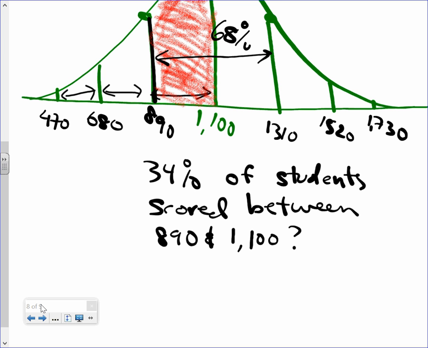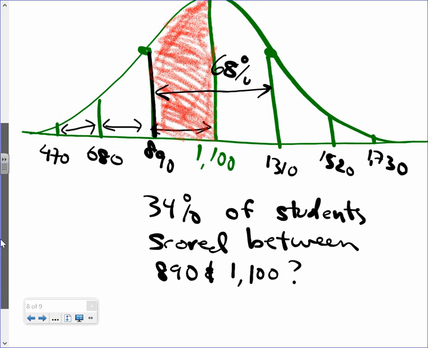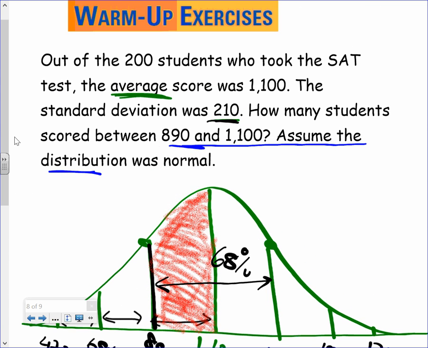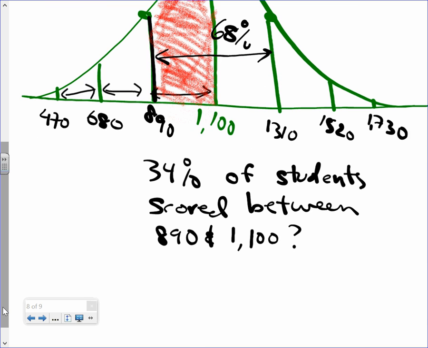Okay? But isn't the question, look at the question a little more specific. If I zoom in on the question, look what the question is asking. The question is, how many students scored? We just answered the percent. That's the percent of students who scored.